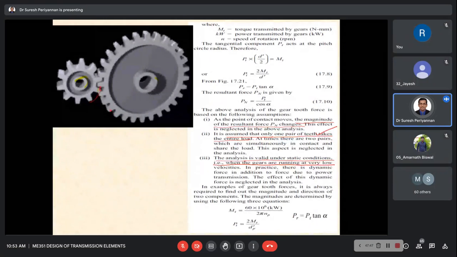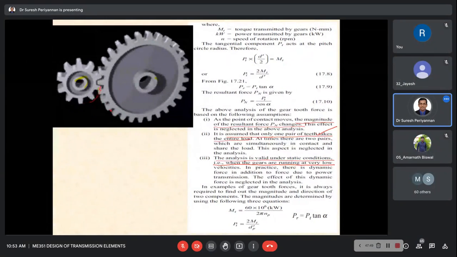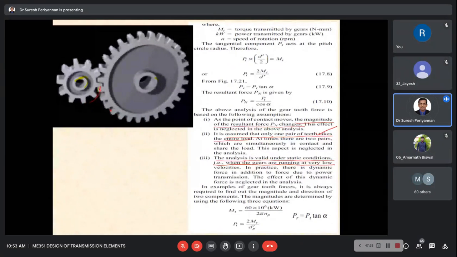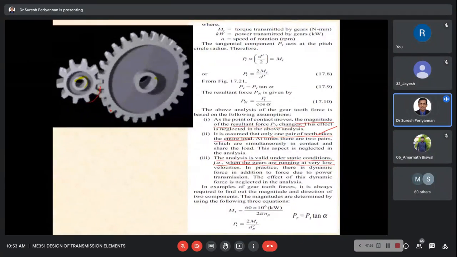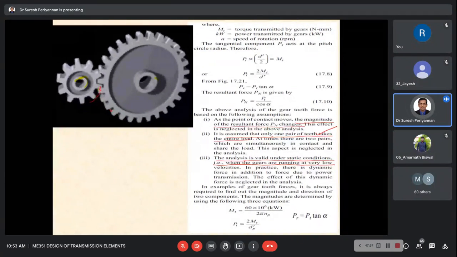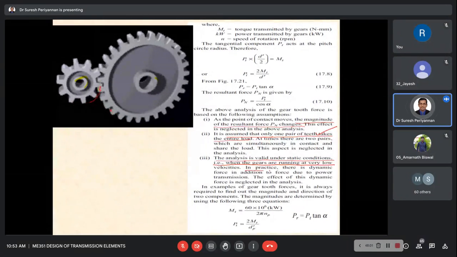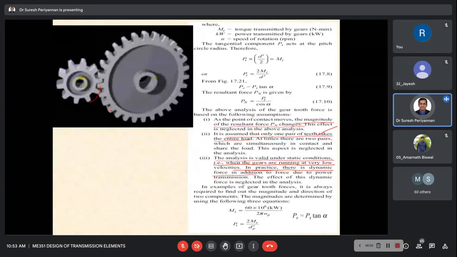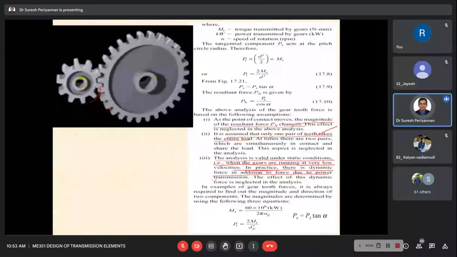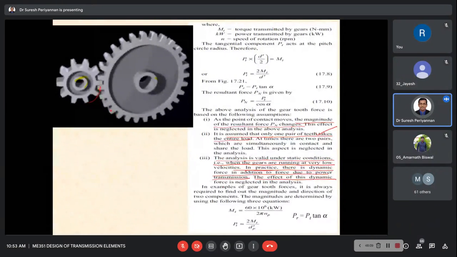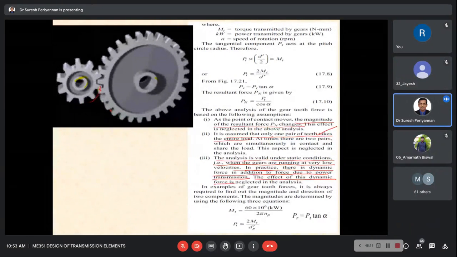When we discuss gear design based on beam strength and gear design based on wear strength, we are going to consider some of the dynamic loads. In practice, there is dynamic force in addition to the force due to power transmission, but the effect of the dynamic force is neglected in the force analysis.